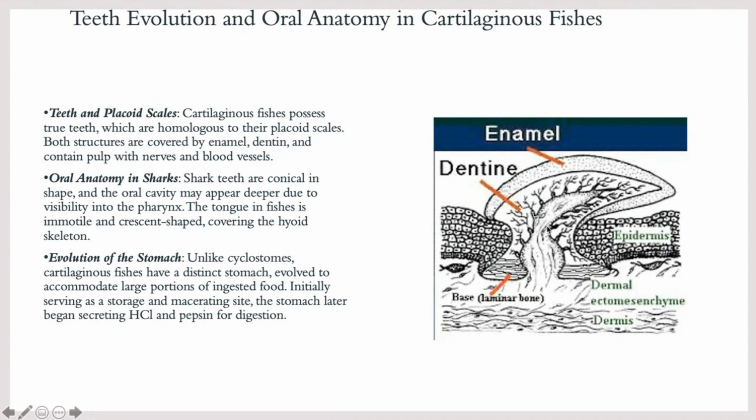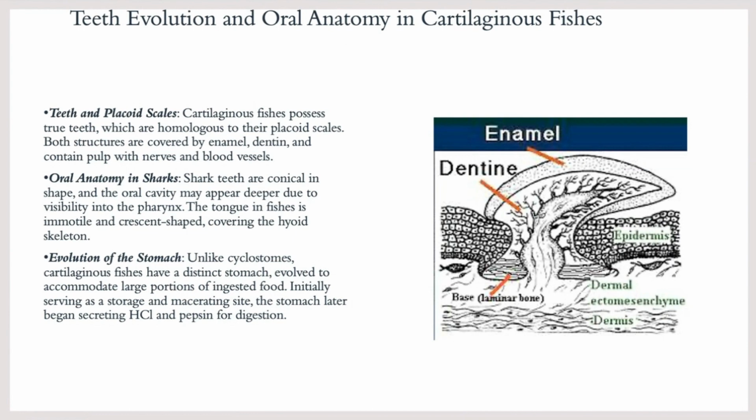And this pulp has all the blood vessels and all the nerves, which are important to sustain the dentin portion of the tooth. Now, this exact structure that we have in our teeth, the sharks or the cartilaginous fishes have in their placoid scales, which cover their skin. Okay. The shark teeth are conical in shape, meaning they're like cones, and their oral cavity seems to be deeper because when they open their mouth, we can actually see deep into their pharynx. The tongue in the fishes is immotile, it doesn't really move, and it's crescent shaped and covers the hyoid skeleton, which is at the back of the mouth.